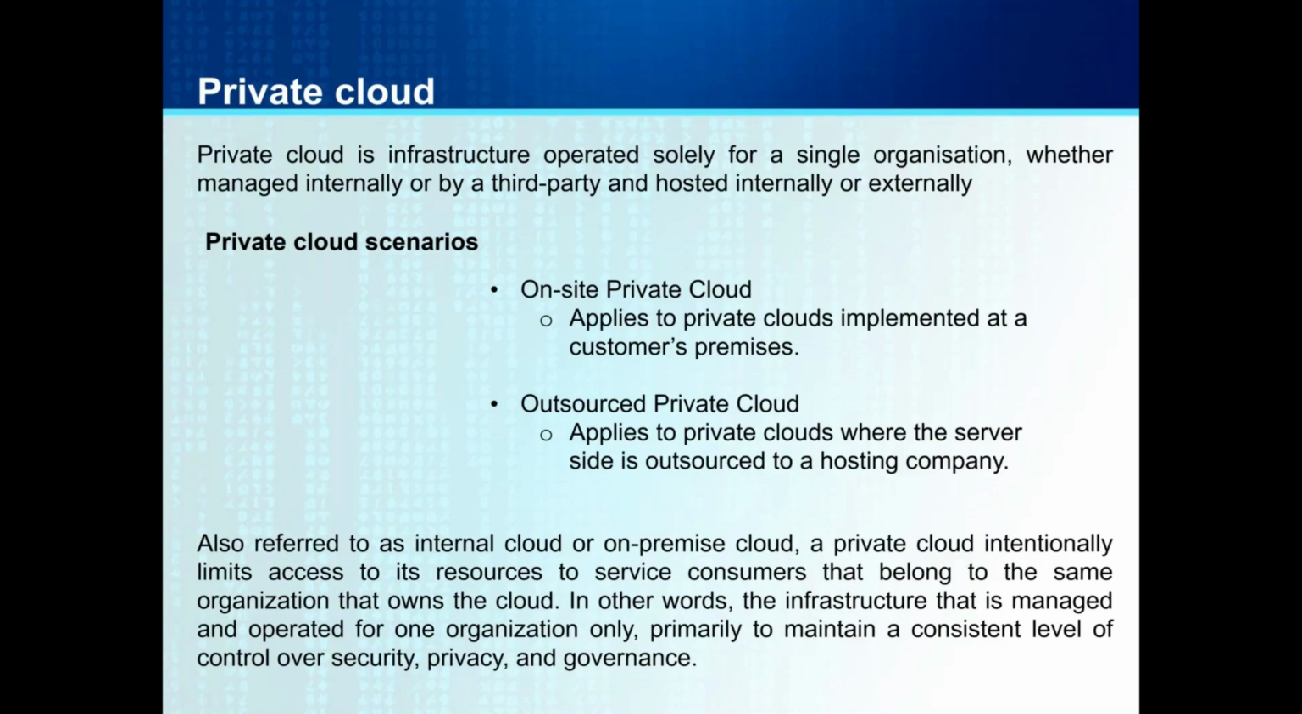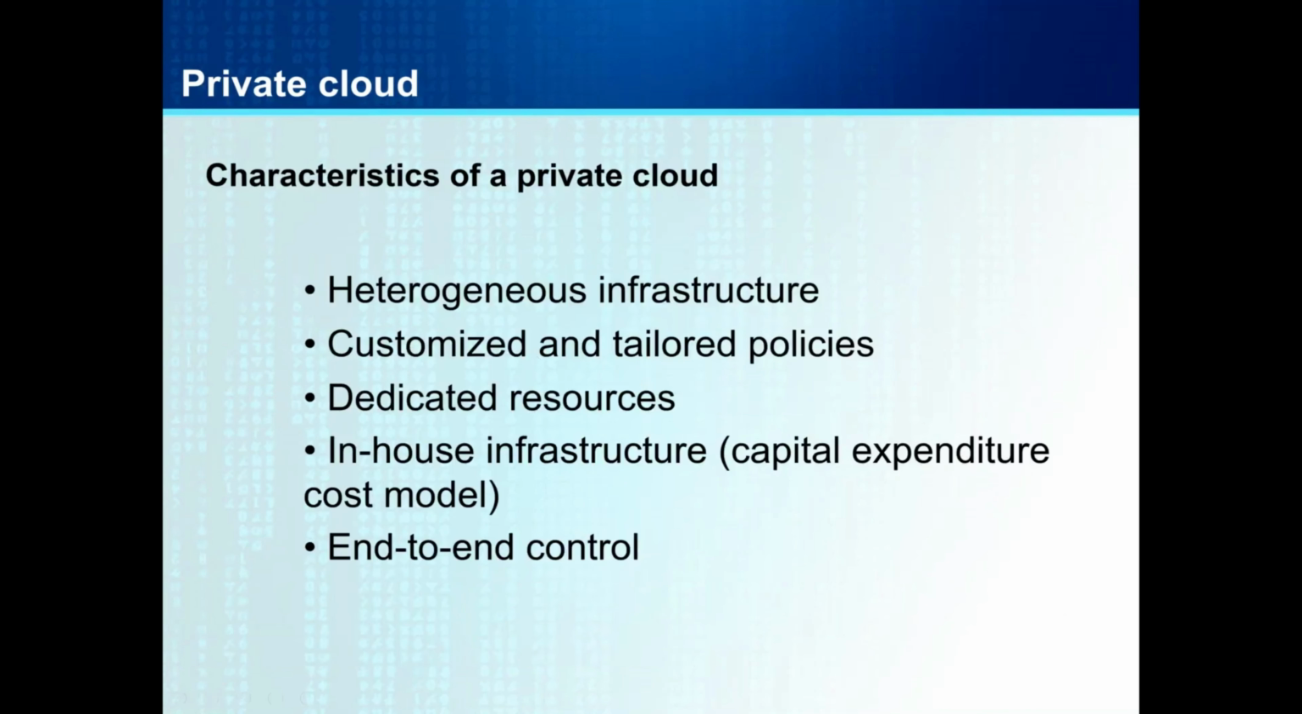Such types of clouds are called outsourced private cloud, where Prasad Lab has outsourced the cloud to a third party vendor. Right? Now, what are the properties? Write down the properties or characteristics of a private cloud. Number one, heterogeneous infrastructure. You have to use these words exactly in the interview, guys. Tell me, how do you know it's a private cloud? Whenever you have a heterogeneous infrastructure, it's a private cloud.